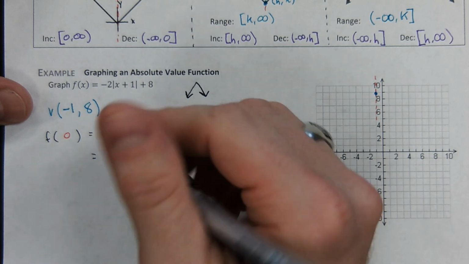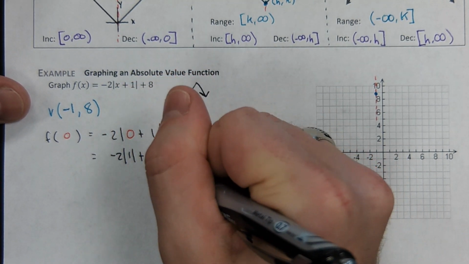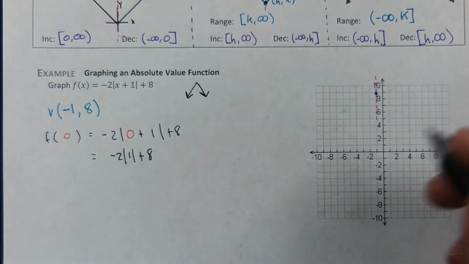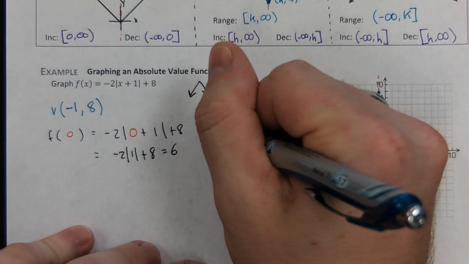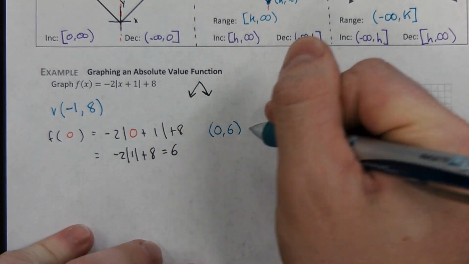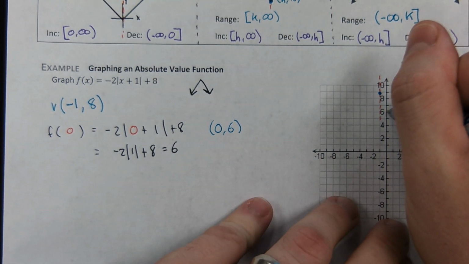Well, that's just -2 times the absolute value of 1. The absolute value of 1 is 1. So that says -2 plus 8, which is 6. Once again, substituting a value in for x results in a y. You now have an x comma y that is on your graph. So plot it. It's right here.